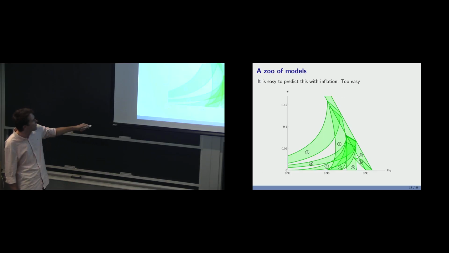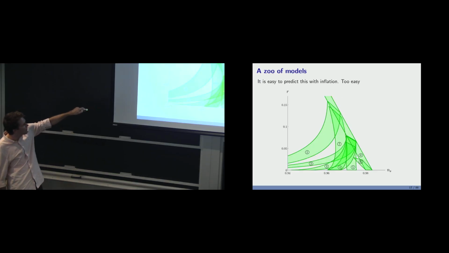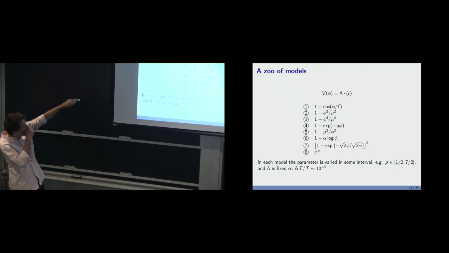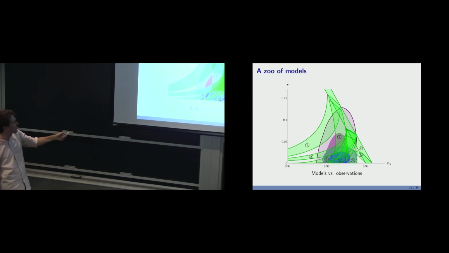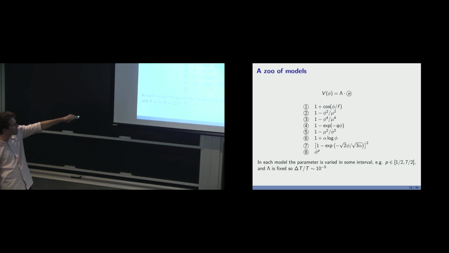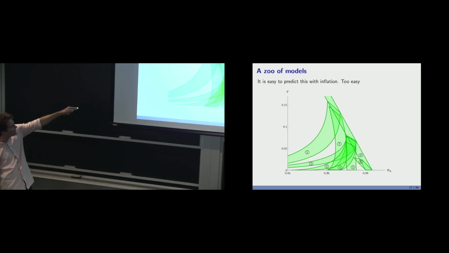So these models 1 through 8 have these potentials. The details of this are not that important. There are different models of inflation, different potentials with tunable parameters. Here you have this f, here mu, q, and so on. And in each model, the parameter is varied in some interval. For example, in these monomial potentials, you can take the power to go from 1/2 to 7/2, let's say, and then you would scan over this model 8, which goes roughly in that direction as you increase p.